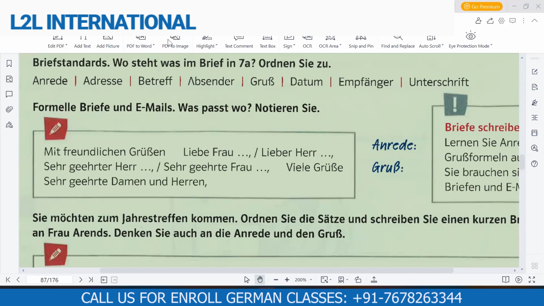And mit means with. But there is no logical translation for this. If I logically translate this, it means with friendly greetings. But we normally don't write friendly greetings in English. So in order to understand what it exactly means in English, we have to give some English translation to this. That's why the translation is yours respectfully, yours humbly, anything like that.